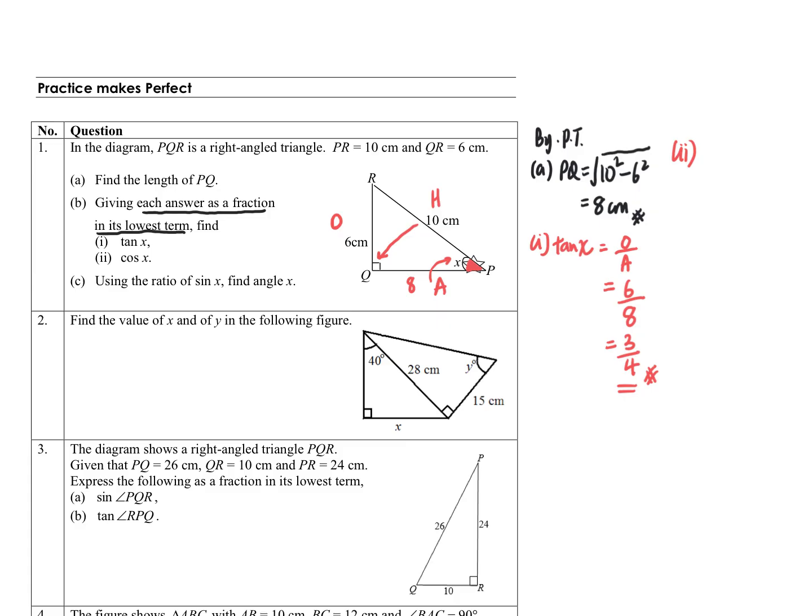Okay, same for cosine. Cosine X is what over what? Remember your toa, your cah, your soh. Adjacent over hypotenuse. So it's A over H. So it's 4/5.